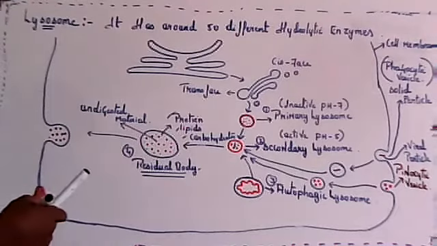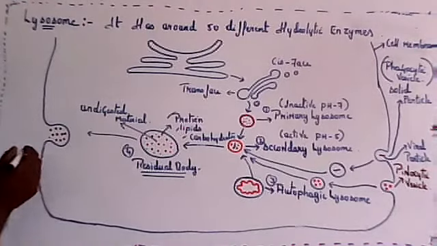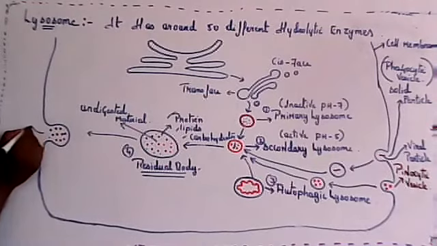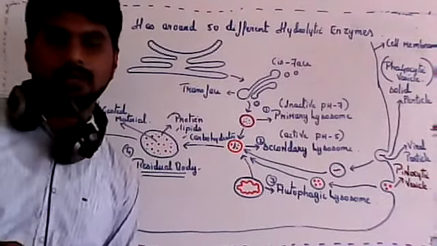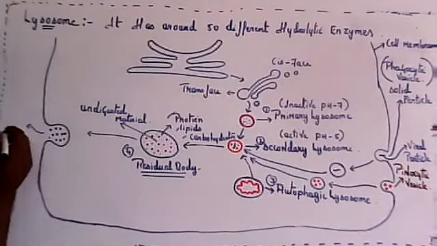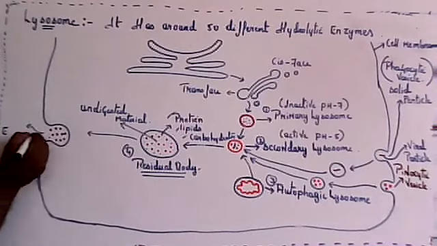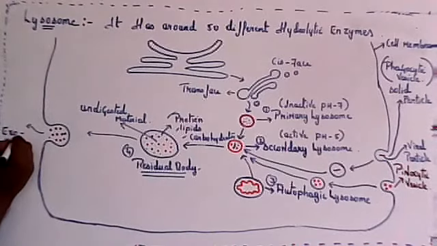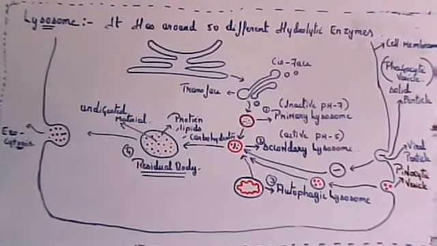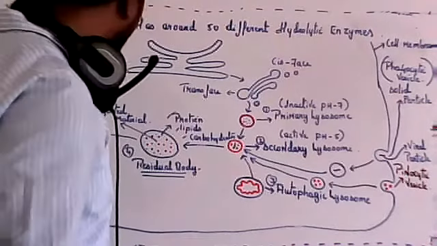Okay, then this undigested material will undergo exocytosis. If something is coming out in the form of a vesicle, that is called exocytosis. So this method by which the unwanted material is moving out with the help of the plasma membrane is called exocytosis. Exocytosis is a method by which vesicles come out of the cell.